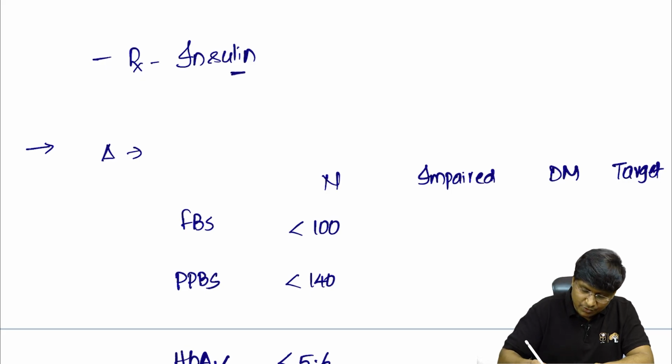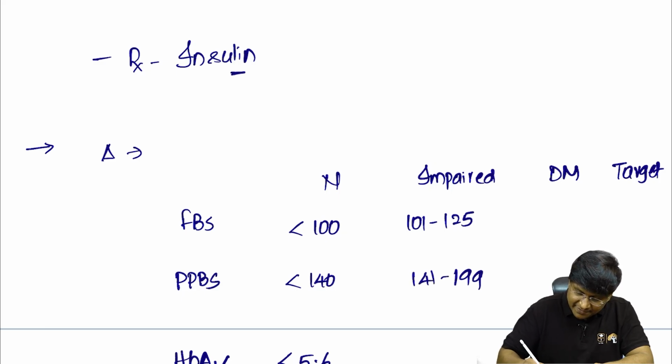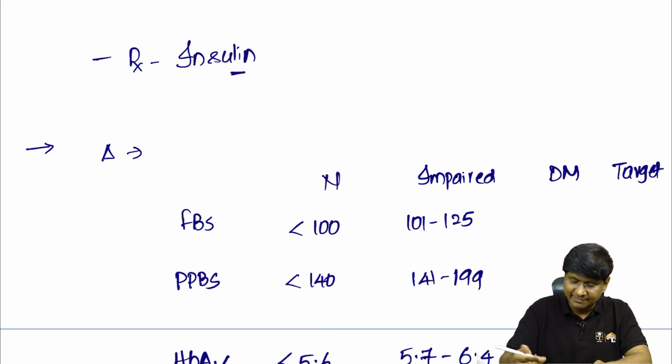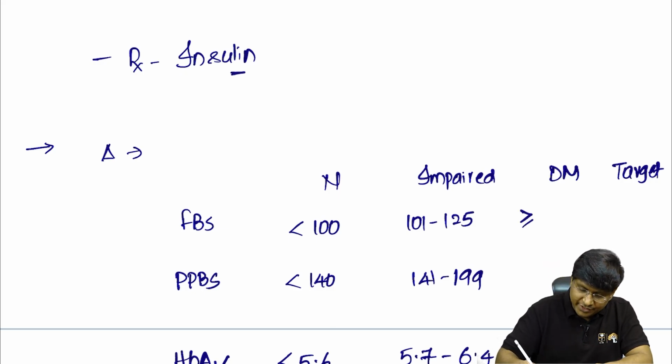The impaired values: FBS is 101 to 125 milligrams per deciliter, PPBS 141 to 199 milligrams per deciliter, HbA1c 5.7 to 6.4. Okay, these are the impaired values. Diabetic range will be FBS more than or equal to 126, PPBS more than or equal to 200, and HbA1c more than or equal to 6.5.